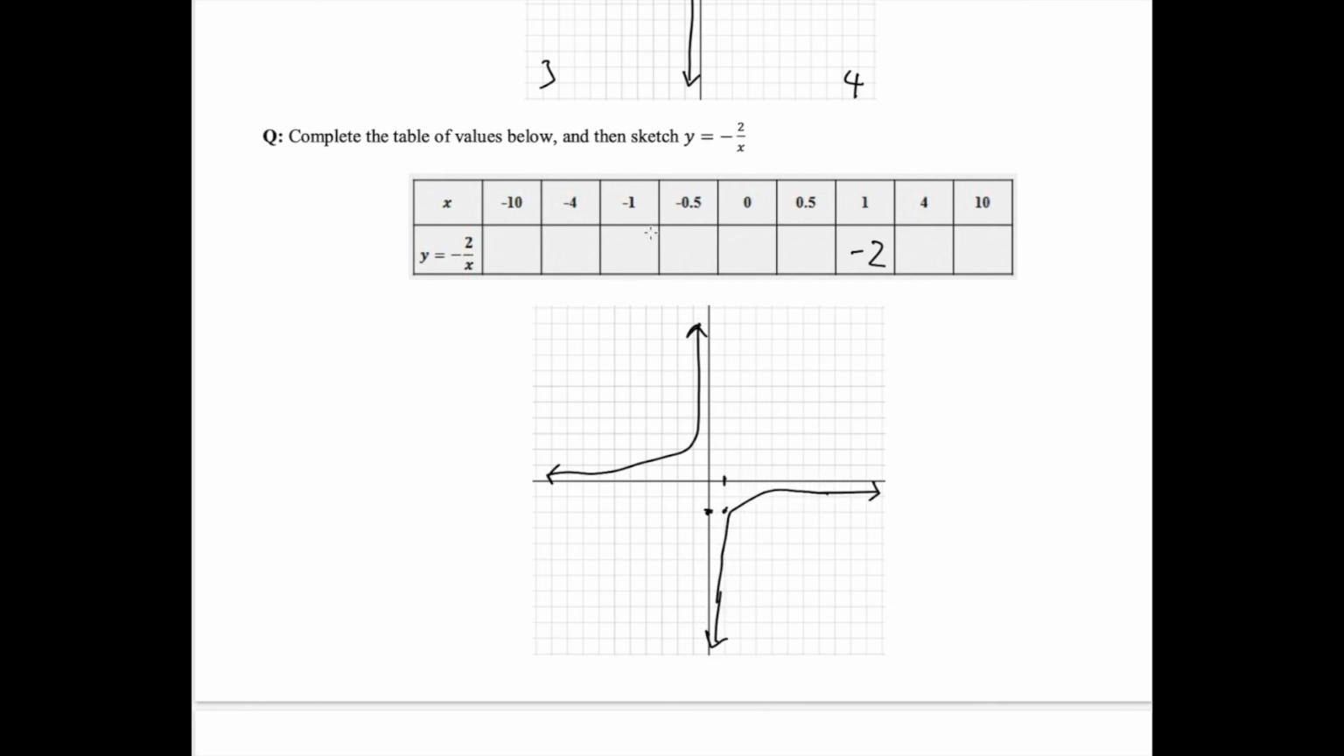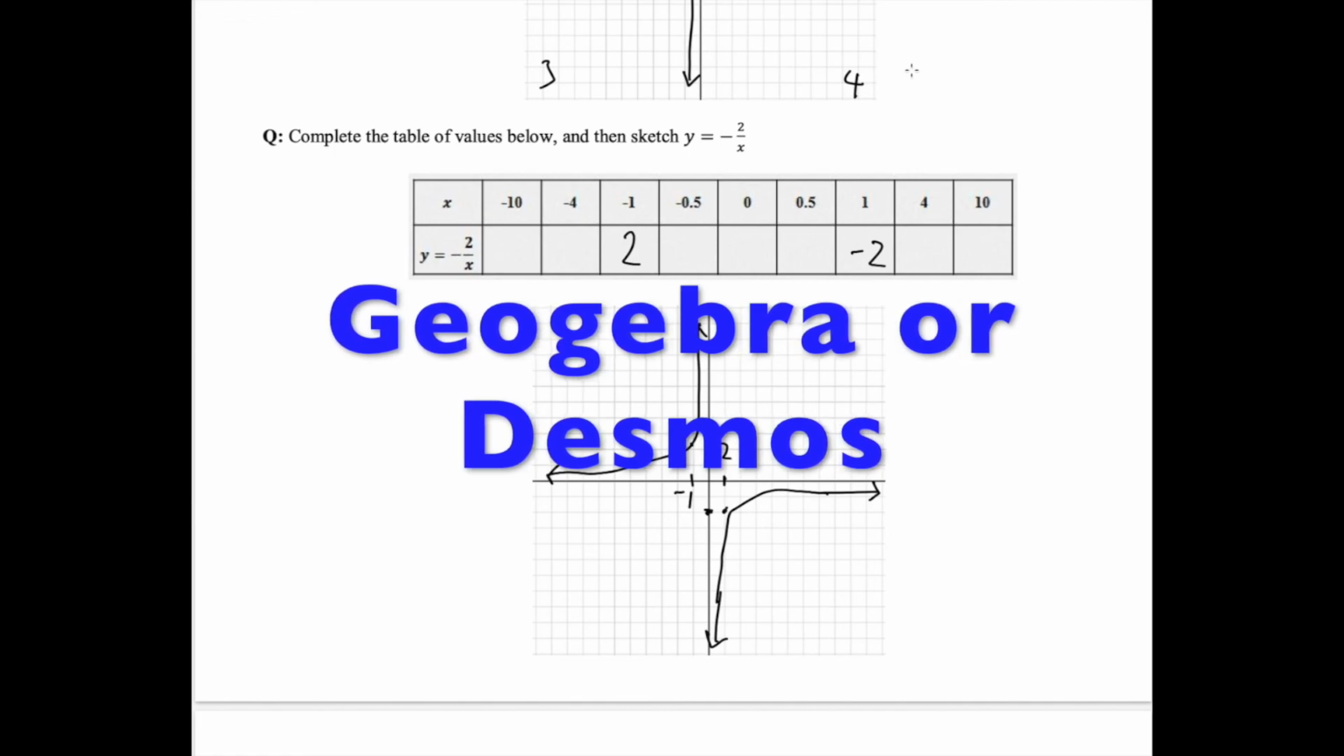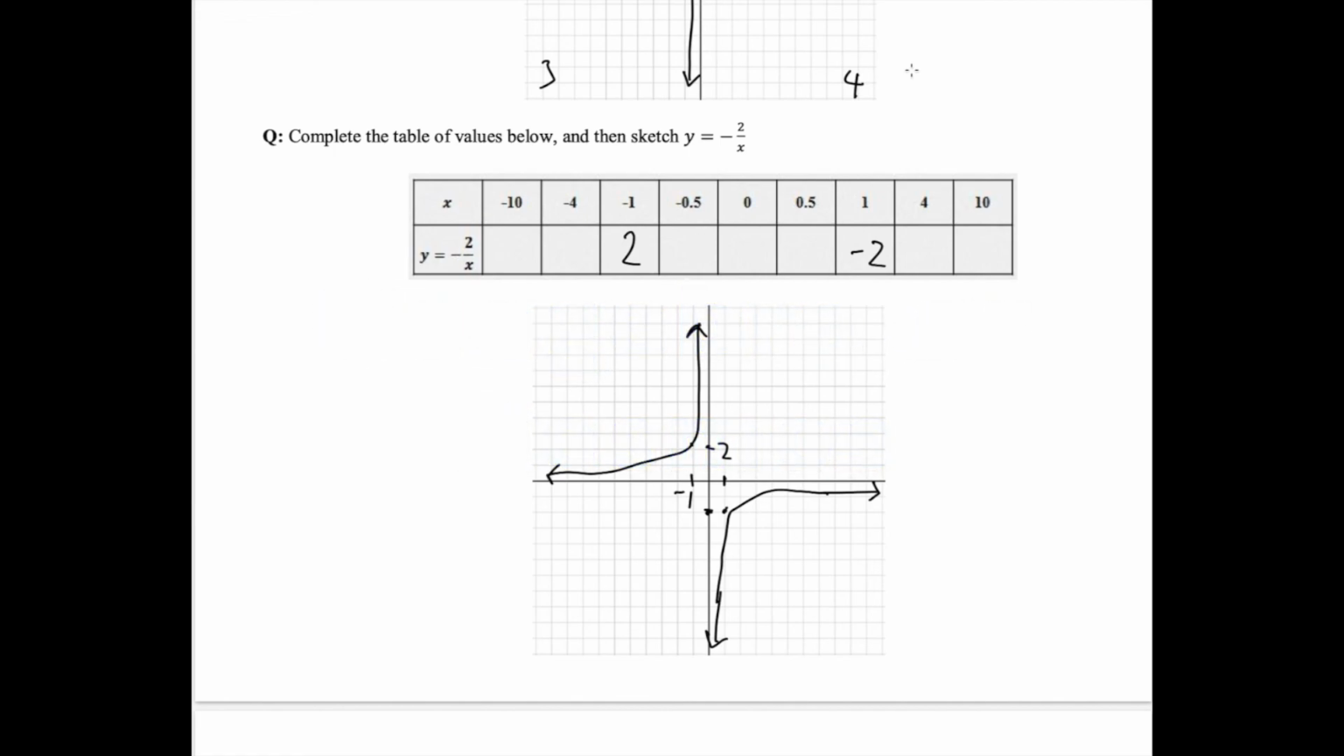And then here, when x equals minus 1, y is equal to 2, right? So I'm going to plot (-1, 2). As you can see, it already goes through here, which I did by coincidence. But basically, this is what the graph should look like, okay? Now, if you want to double check if your graph looks correct, you can use either GeoGebra or Desmos to sketch out what the graphs will look like, okay? All right.